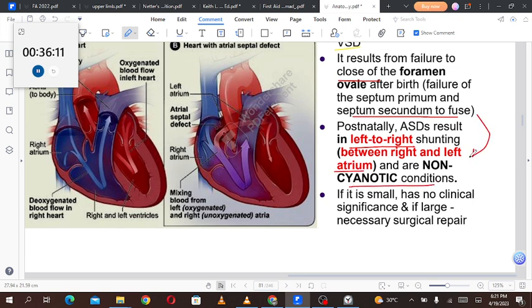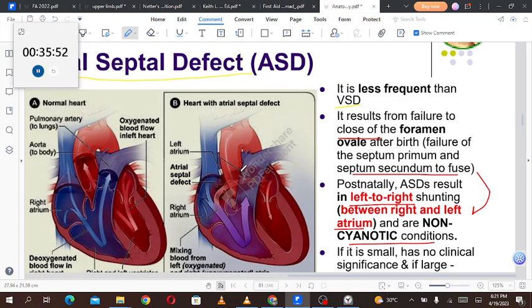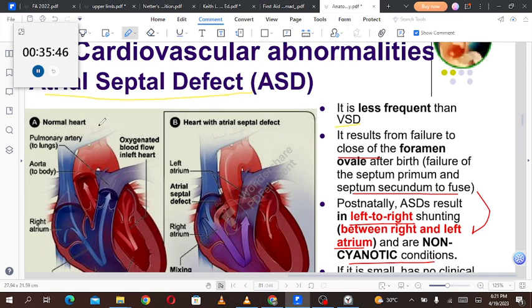ASD, VSD, patent ductus arteriosus, and coarctation of aorta. That is not basically a condition per se, but okay, so you just keep three: ASD, VSD, along with the patent ductus arteriosus. These are non-cyanotic congenital anomalies of the heart. If it is small, it has no clinical significance. If it is large, surgical repair is necessary, because in the future it can result in paradoxical embolization from the venous circulation to the brain. Okay, so this is a normal heart, and then a heart with the atrial septal defect.